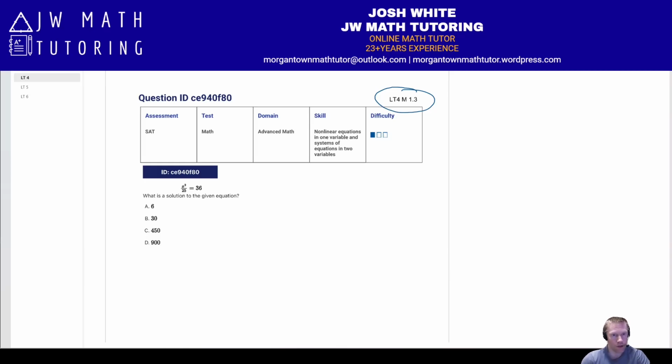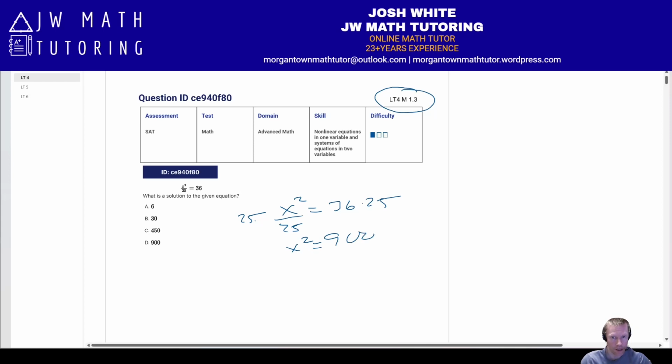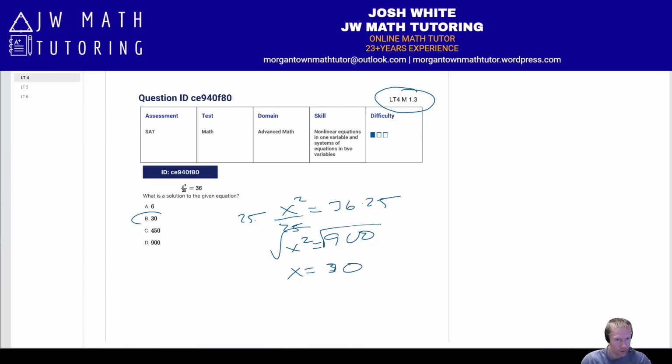Okay, so what's the solution to this given equation? Well, all we have to do is just take 36 and multiply it by 25, and that will give you 900 on the right side. But of course, we're solving for x, not x squared, so we do need to remember to square root both sides, and x is just going to equal 30. Okay, so the correct answer for this is going to be letter B.